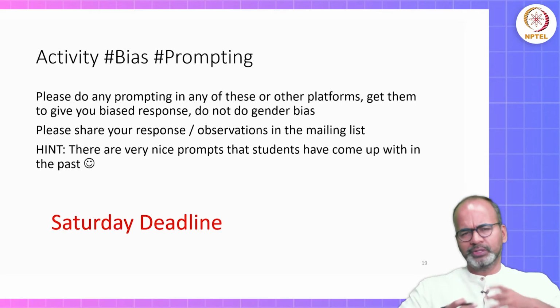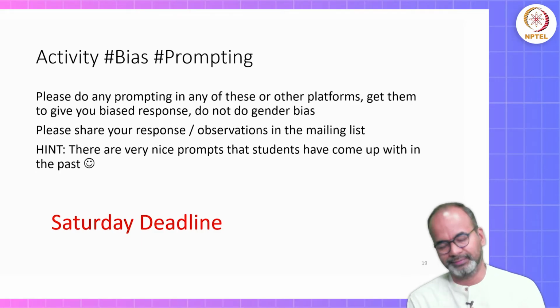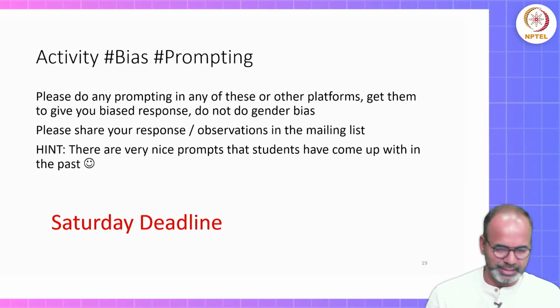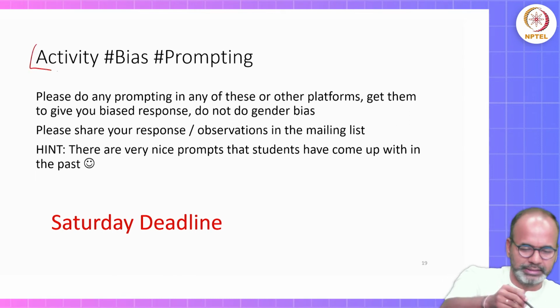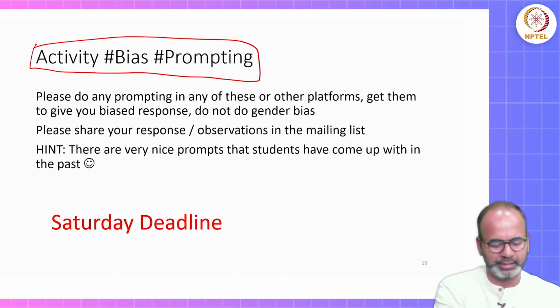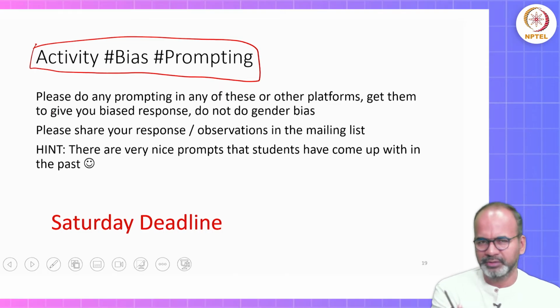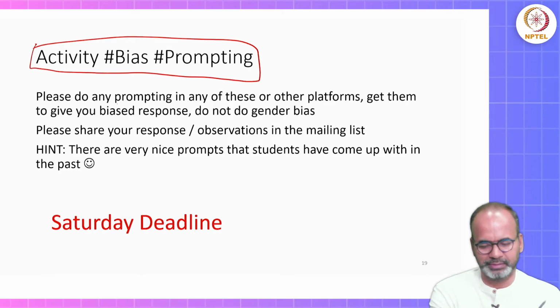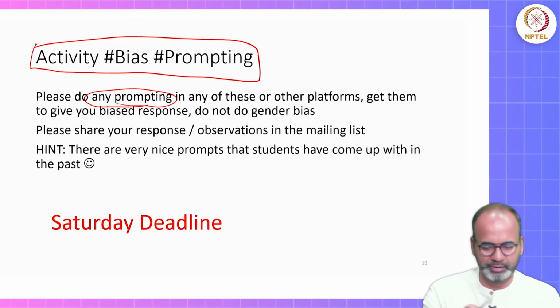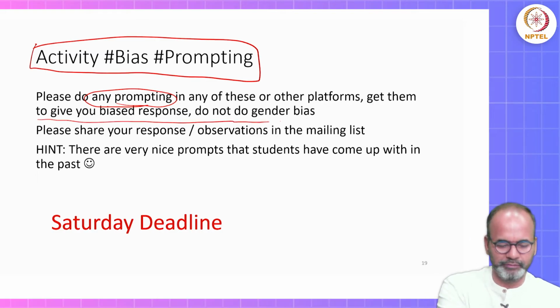So that should give you a sense of what these language models are doing in terms of these kinds of examples. Please keep in mind these are cherry-picked, hand-picked examples to make an argument about these models. But here is an activity for you. When you see this activity, please do it, put this in the subject line and post it on the mailing list. The activity is similar to what you just did, but I want you to try something yourself: do any prompting. Feel free to ask anything to ChatGPT or Google or WhatsApp, or other platforms, and get them to give you biased responses.